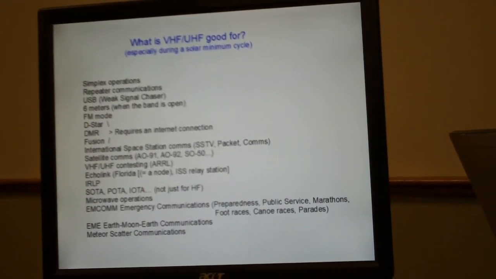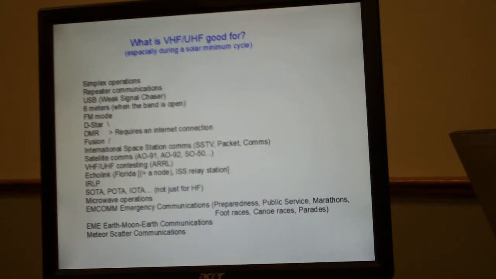So what's UHF and VHF good for? Especially now because of the solar minimum. Well, you've got simplex and repeater operations. You've got something on 2-meter upper sideband, for example, which is weak signal chasing. You need bigger antennas, more power, but it's something to do in UHF VHF. The 6-meter band, when it's open, acts like HF. You have FM mode. You have the different modes that require internet. In other words, D-Star, DMR, and Fusion, and that's at the repeater level.